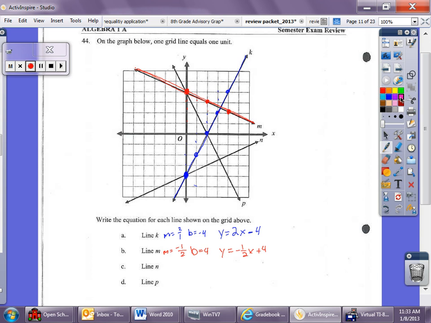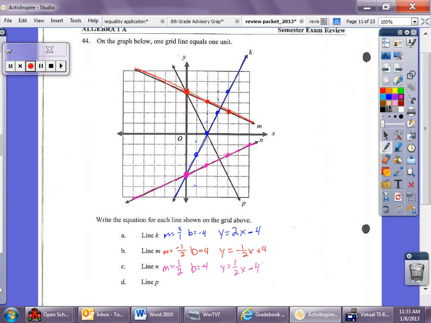Let's change this so we get line N. So line N is right here. We have that same y-intercept as line K. So we know that our b is -4. At a couple points it goes up 1, right 2, up 1, right 2. So our slope is up 1, right 2. So our equation is y equals 1/2 x minus 4.